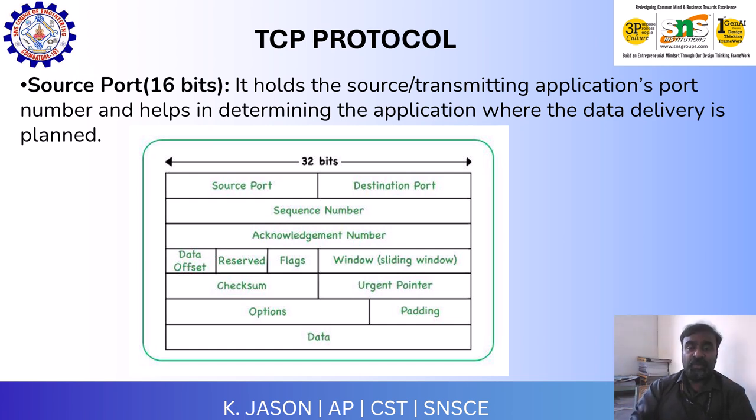So the source port, destination port, everything is there: the sequence number, acknowledgement number, data offset, reserved, flags, window size, checksum, options, padding. Each address field is 32-bit: source port address, destination port address, sequence number, acknowledgement number. This is a point we have to discuss.